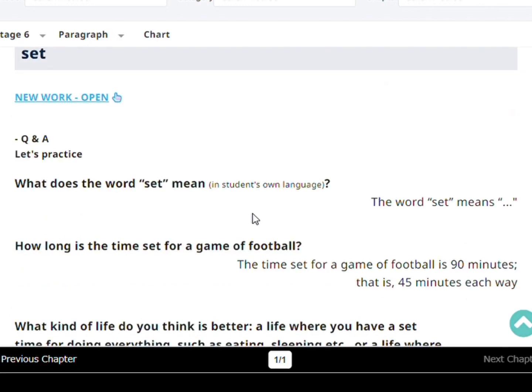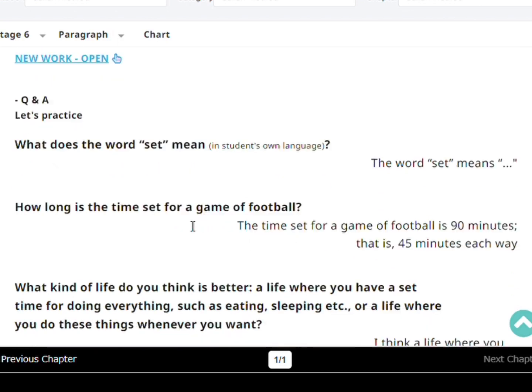Okay, what does the word set mean in Japanese? The word set means setsu in Japanese. Very good. How long is the time set for a game of football? The time set for a game of football is 90 minutes. Very good. That is 45 minutes each way. Very good.